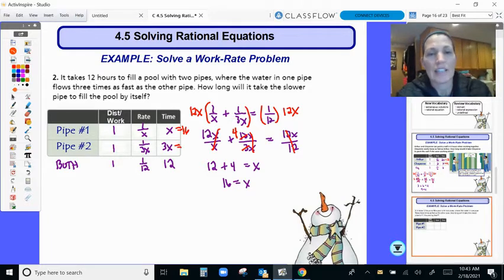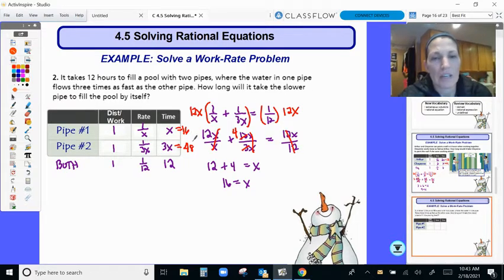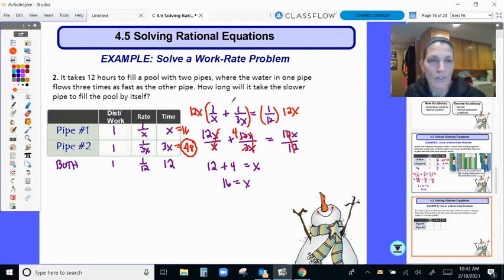The other one is going to be 16 times 3, which is 48 hours. So it says, how long will it take the slower pipe to fill the pool all by itself? That's going to be this one. It's going to be 48 hours for that one to fill up, right? So what's that? 2 days. That's a long time.